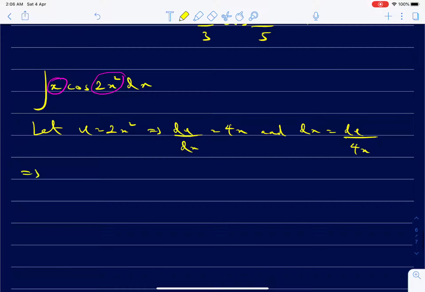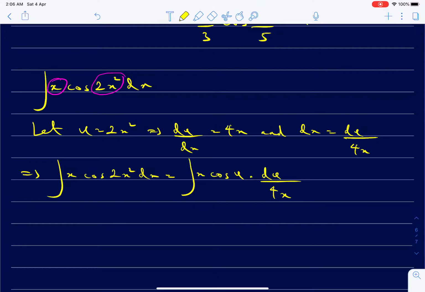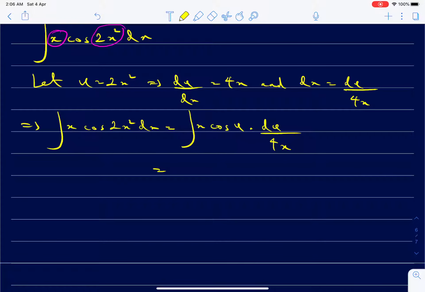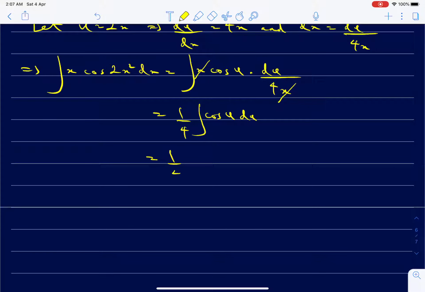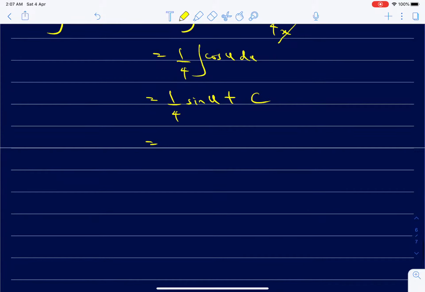So we substitute. That means the integral of x cos 2x squared with respect to x is the same as the integral of x cos u dx, which is the same as du over 4x. And there we go. That means, of course, x cancels x, and then we are left with 1 over 4 multiplied by the integral of cos u du, which means 1 over 4 sine u plus c, where u is 2x squared. So that's 1 over 4 sine 2x squared plus c. Let's write on. What's next? What are we taking next?